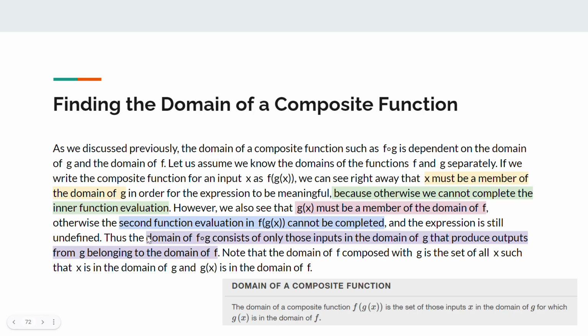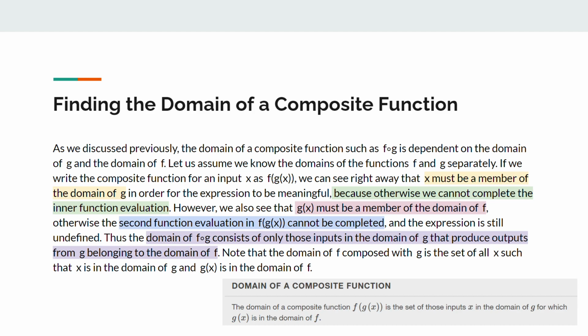The third thing is finding the domain of a composite function. As we discussed previously, the domain of a composite function such as f of g is dependent on the domain of g and the domain of f. Let's assume we know the domains for functions f and g separately. If we write the composite function for an input x as f of g of x, we can see right away that x must be a member of the domain of g in order for the expression to be meaningful, because otherwise we can't complete the inner function evaluation.